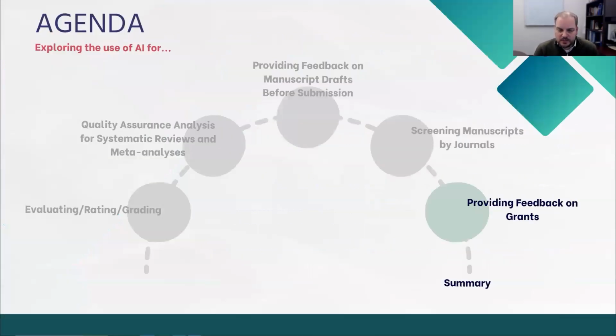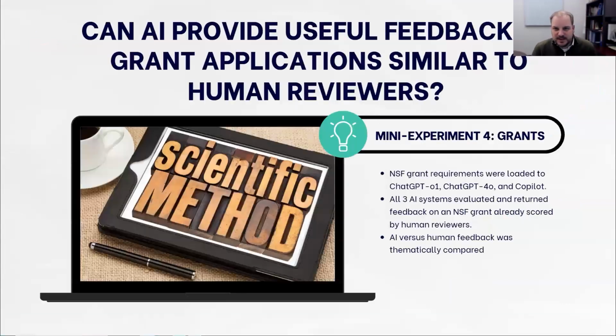All right, to round out the presentation, Colleen Shaverko was kind enough to supply us one of her scored NSF grants so we could get a taste of whether AI could help improve grant writing or not. So for this mini experiment, we first uploaded the NSF grant requirements to 3 different systems: ChatGPT-o1, ChatGPT-4o, as well as Microsoft Copilot. And then next, we uploaded Dr. Shaverko's NSF grant to all 3 systems, which then returned feedback on the grant.